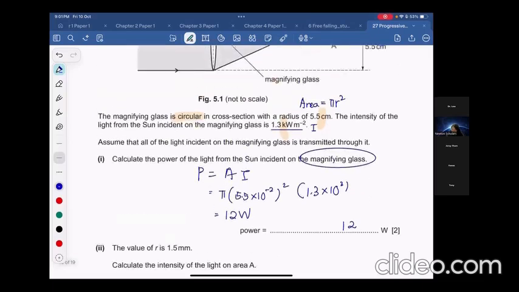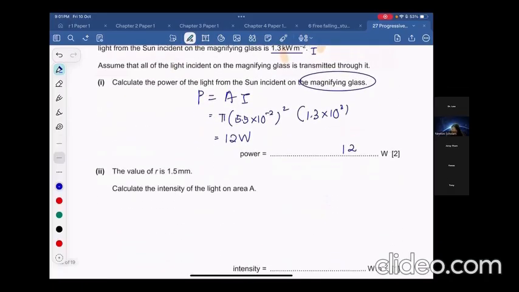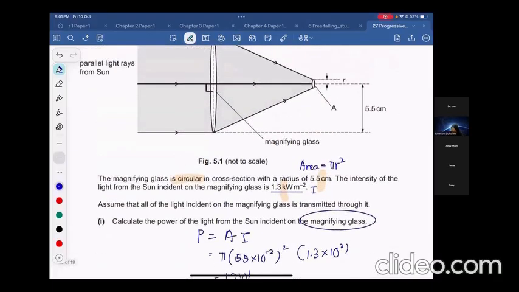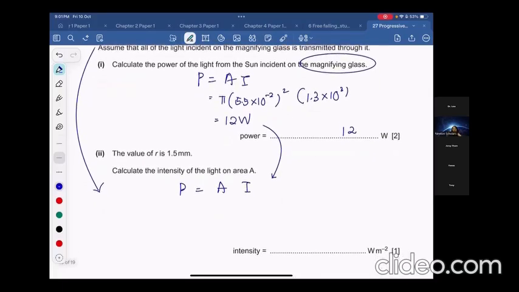Okay, the value of R. Now the light goes to this area, and they say that all the light will be transmitted to this area. So here, your power will be transmitted going down. Here, power equals AI. Now your area becomes small, but the power is the same, because this sentence tells us. The power goes there. So can you tell what is your new intensity?